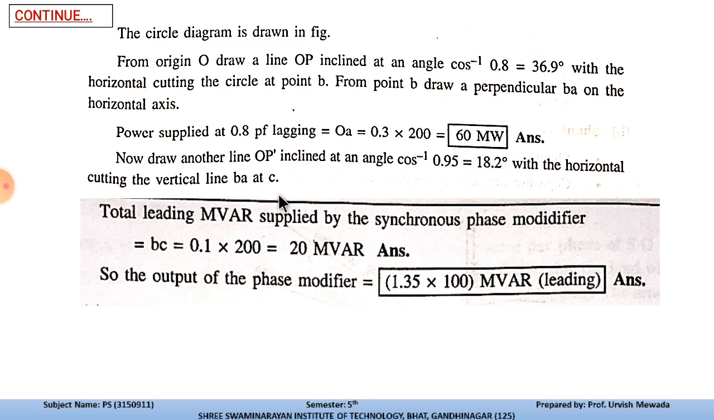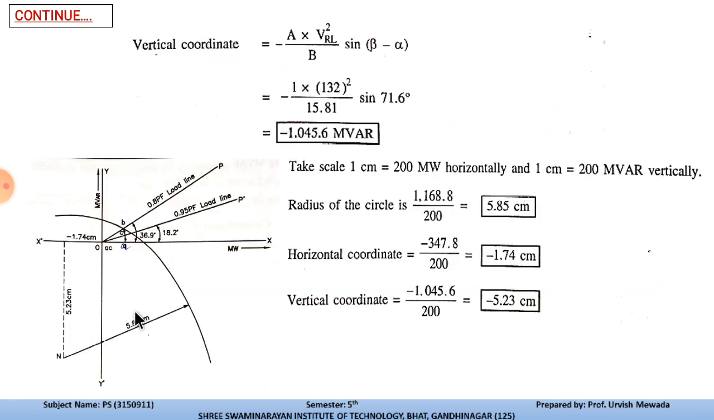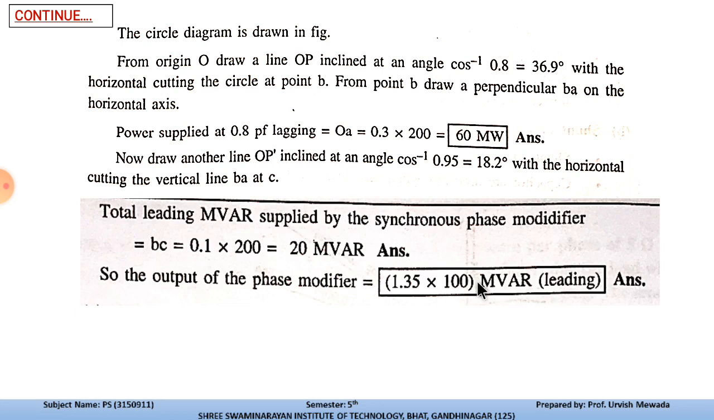Now draw another line OP dash which is inclined at cos inverse 0.95, that is 18.2 degrees, with the horizontal, cutting the vertical at C. This is the point C at which the circle is cutting over here, and OP dash is the line. So the total leading MVAR supplied by the synchronous phase modifier is BC. The dimension of BC is 0.1, multiplied with 200, so 200 MVAR. The output of the phase modifier will be 1.35, the dimension of the output line, so 1.35 into 100 MVAR leading.